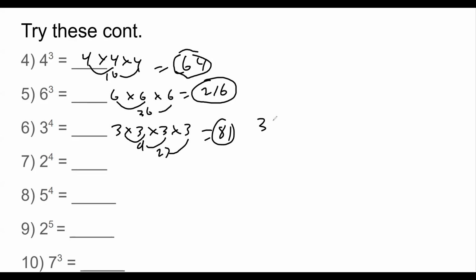Now watch this. I'm going to do it again and watch an easier way. 3 times 3 is 9. 3 times 3 is 9. 9 times 9 is 81. So you can multiply in any order you want.